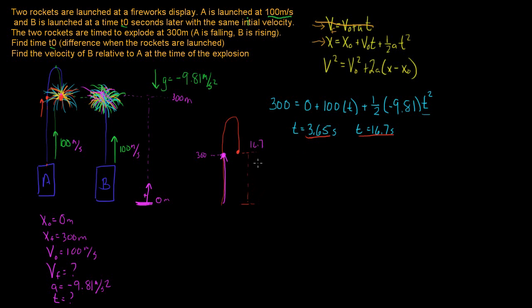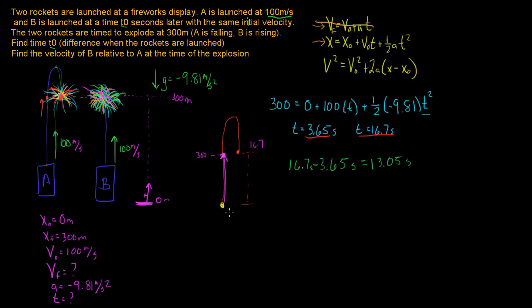So when should we launch rocket B so it meets rocket A at 300 meters? Well, if we shoot this second firework at 16.7 seconds minus the time it takes to get up to 300 meters, which is 3.65 seconds, we should get our answer. And when we do this, we get time is equal to 13.05 seconds.